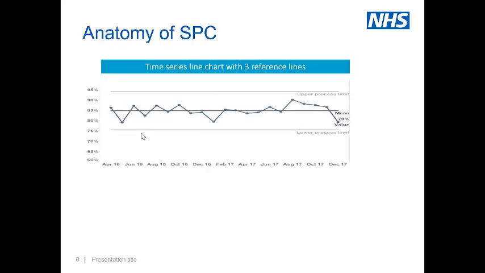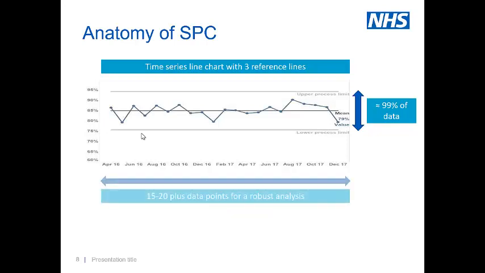Really briefly, you will need to know the anatomy of an SPC chart because that will help you with the data that comes out of the script. So it really is just a time series graph with 3 reference lines. So there's a mean line in the middle, and there are some process limits on the outside. And those process limits are created on the data itself. So you would expect around 99% of the data to fall within those limits. And because we know that those limits are set on the data itself, you do need a robust amount of data to create reliable process limits.